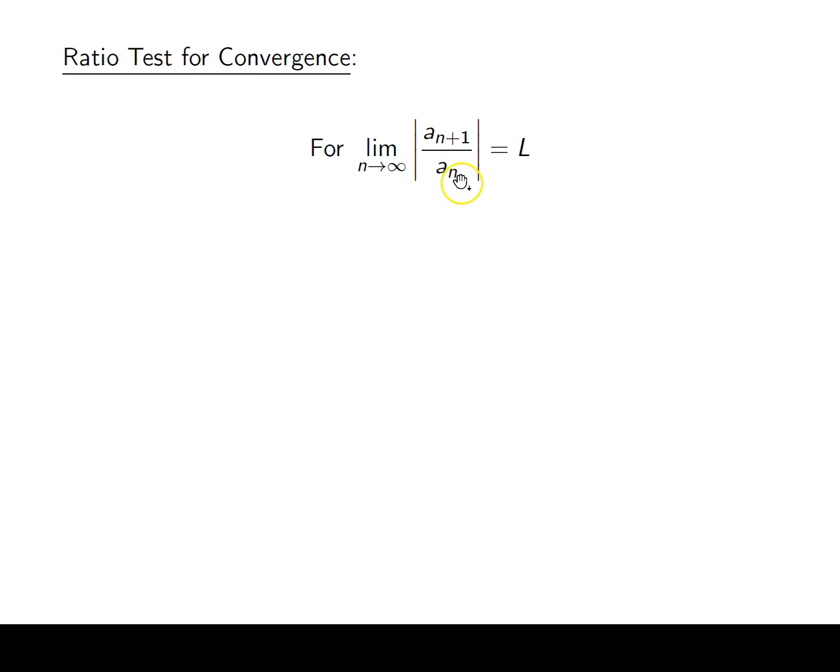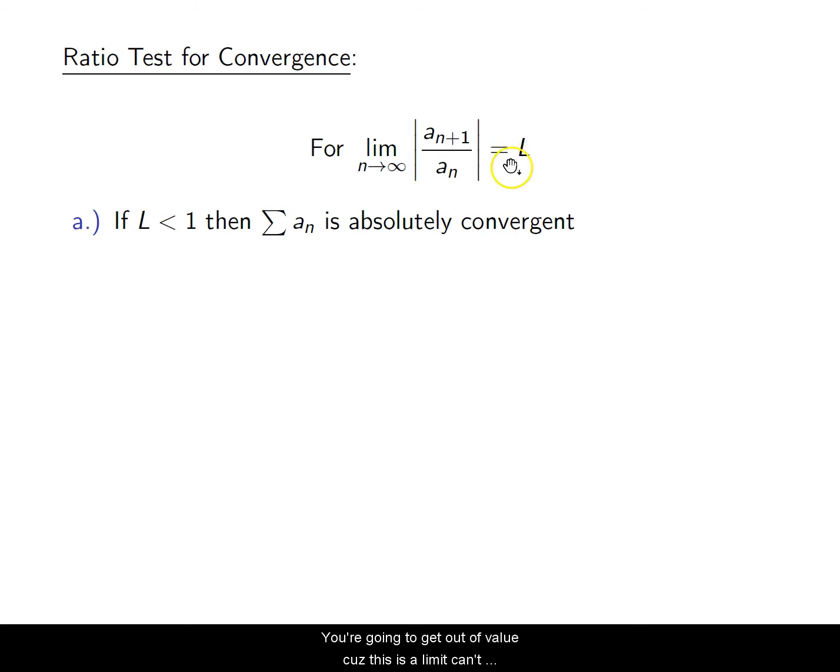Okay. So you're going to get out a value because this is a limit. Okay. If that value you get out is less than 1, you are absolutely convergent. Okay. Now, absolute convergence is stronger than convergence because if we have an alternating series where you alternate from positive to negative, you have to be absolutely convergent for those things to converge.